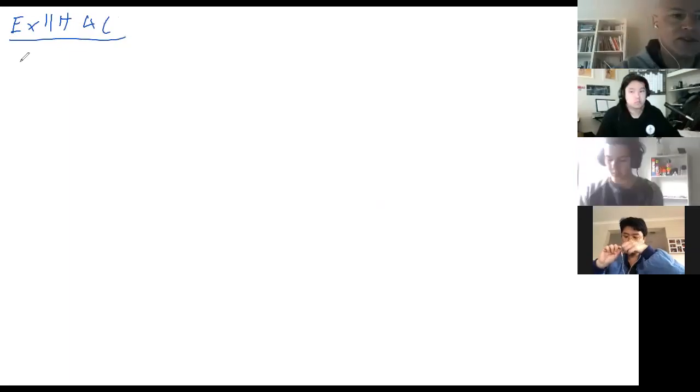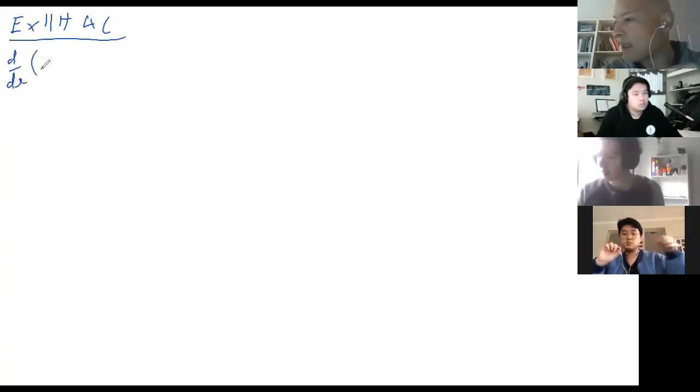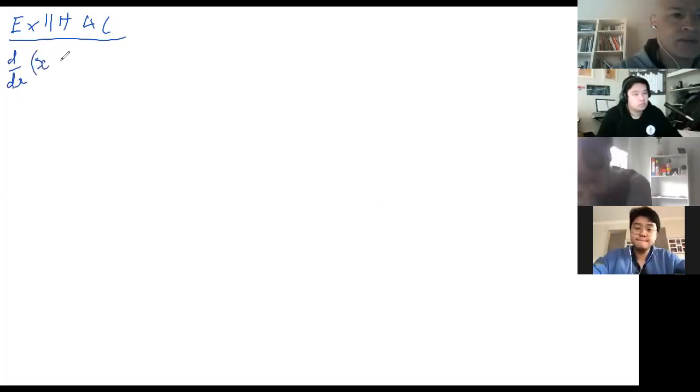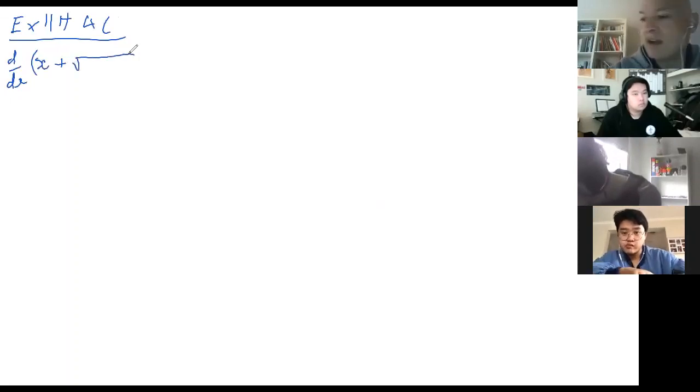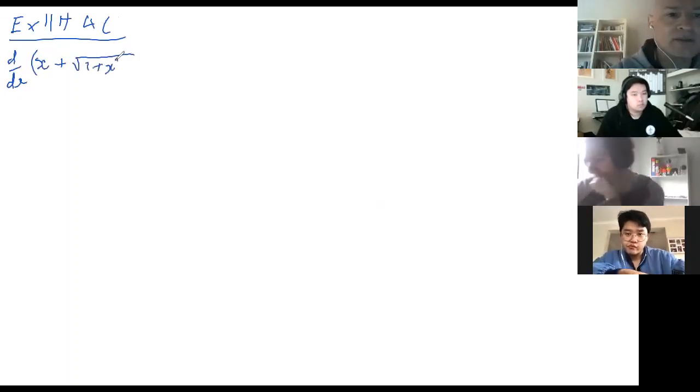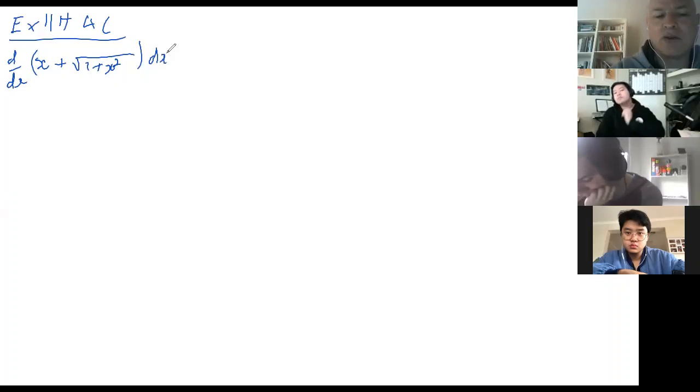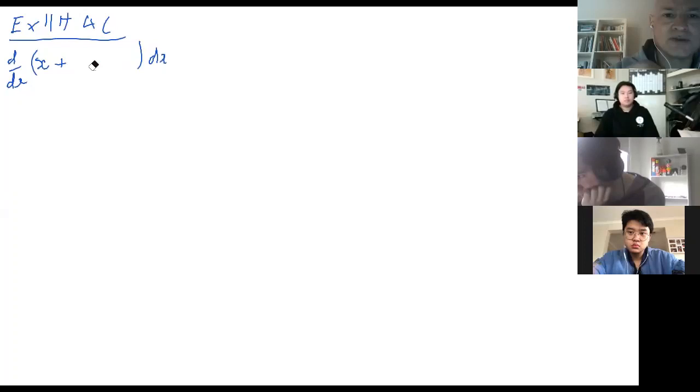Okay, so let's do the first one. So d dx of x plus the square root of 1 plus x squared dx. Okay, I'm just going to rub that out and write, instead of a square root, I'm going to put brackets around that 1 plus x squared and write it as a half. Just to save myself a little bit of paper. So 1 plus x squared to the power of a half. And I'm going to differentiate that now, and there's two. So the first one, I'm going to differentiate the x.